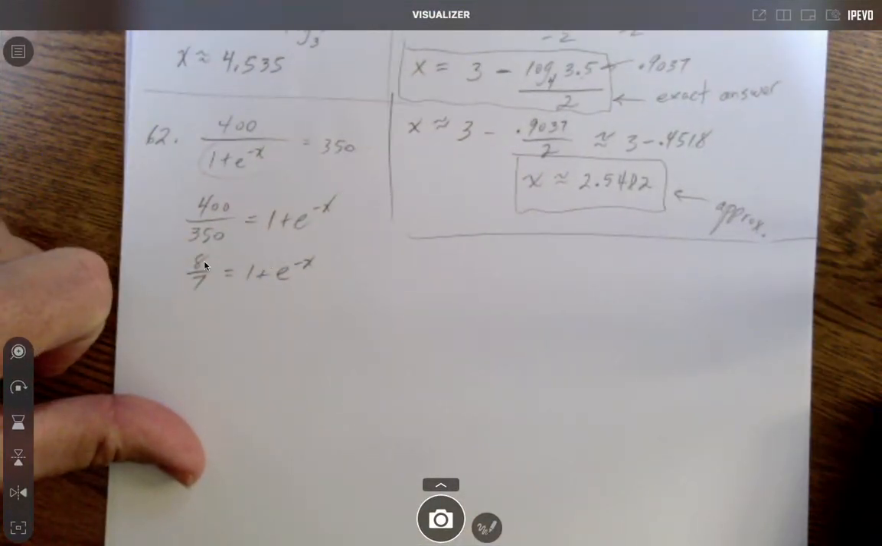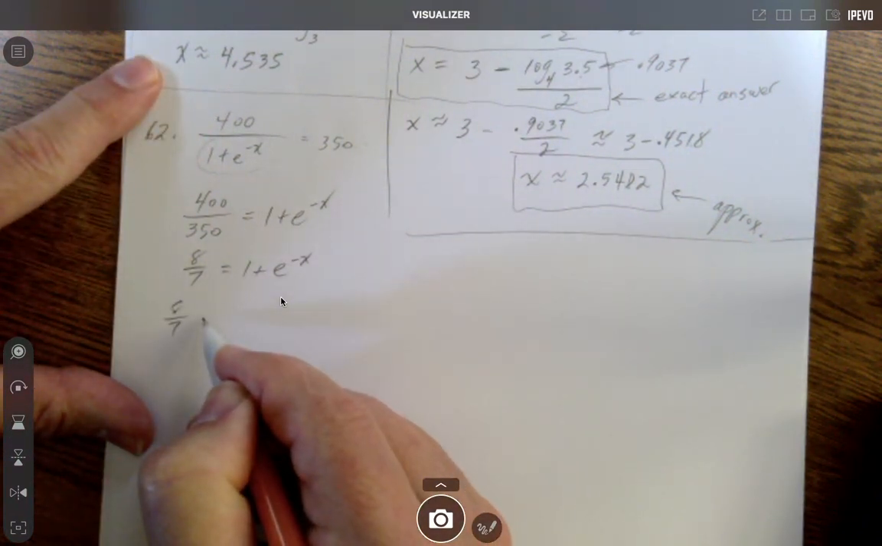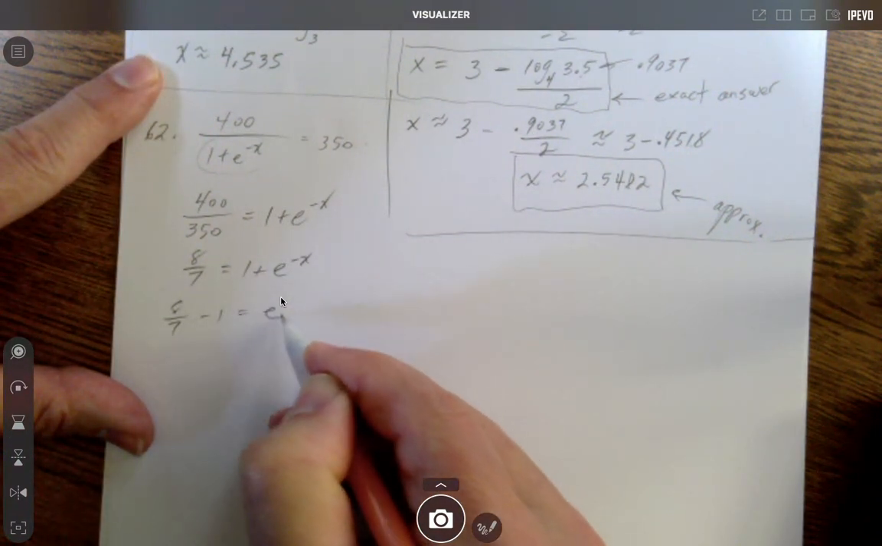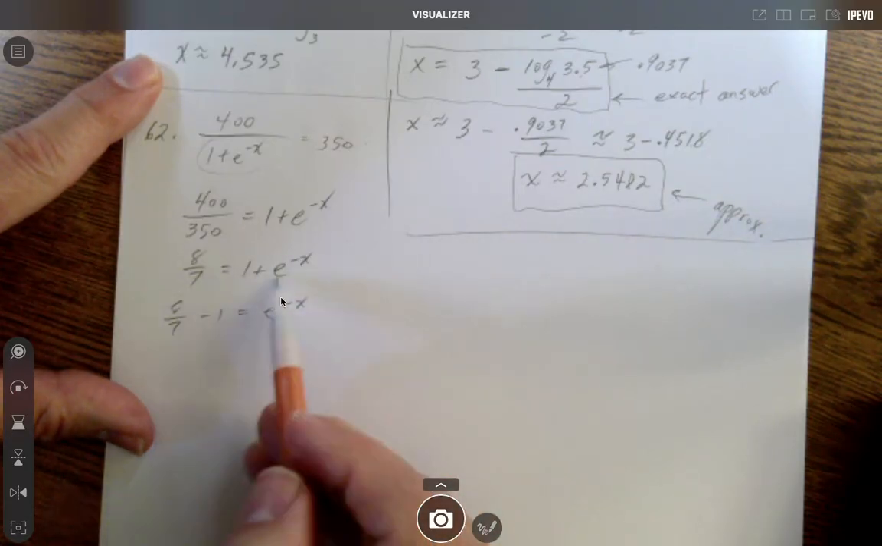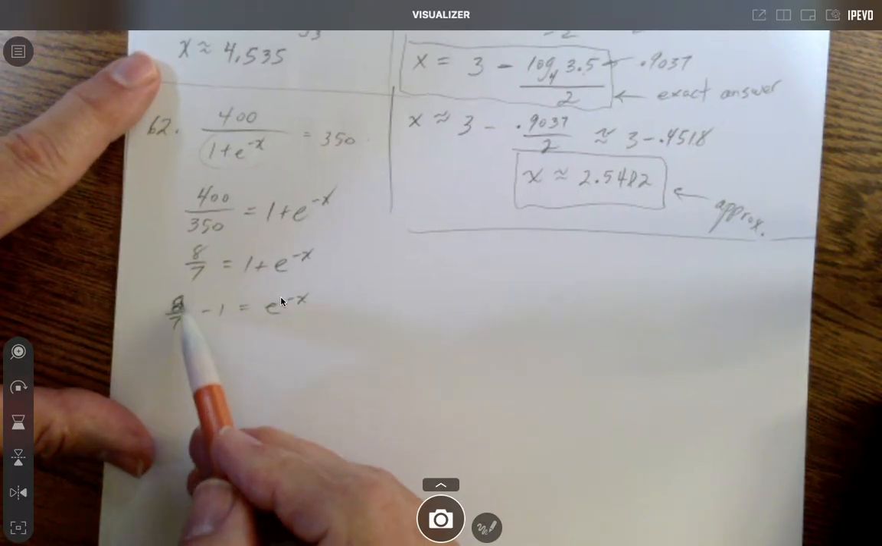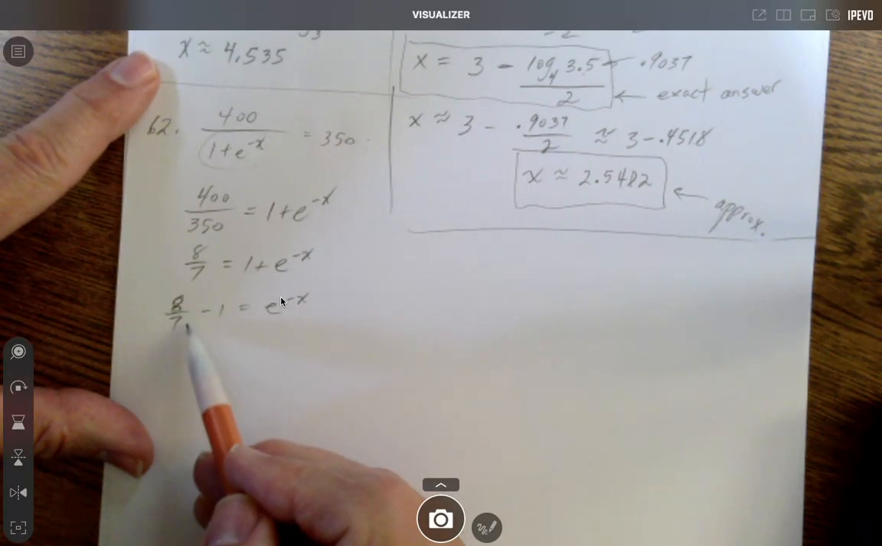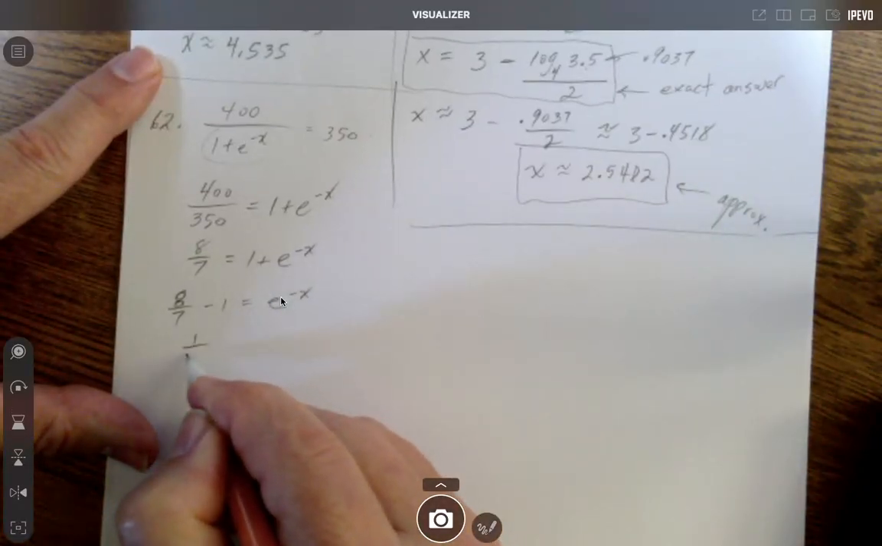Now I'm going to take away 1. So 8/7 take away 1 is e to the negative x, right? So all I did was I subtracted 1. Now 8/7 is more than 1. So if I take away 1, that's taking away 7/7, isn't it? So that's going to leave me with 1/7.